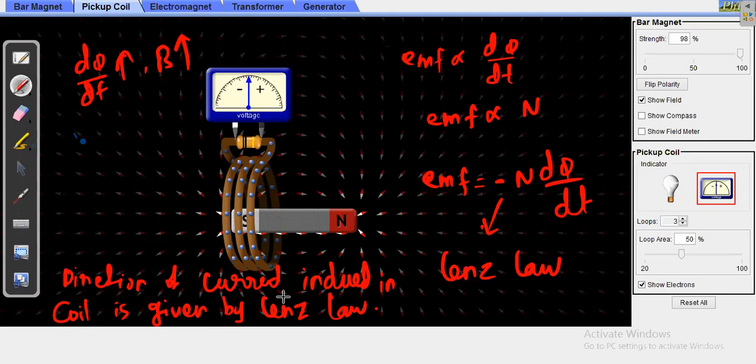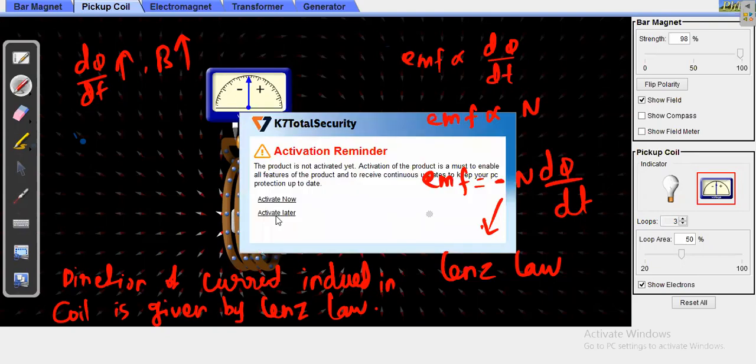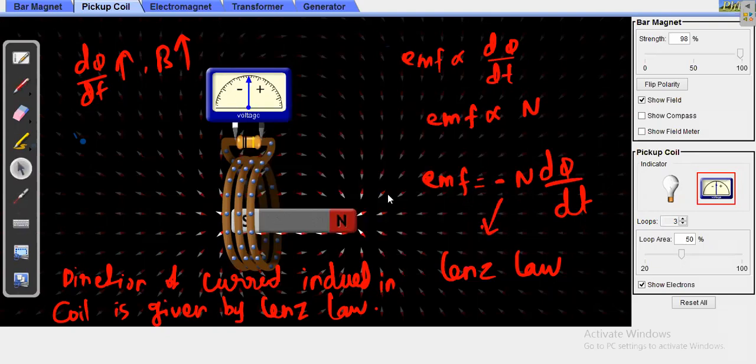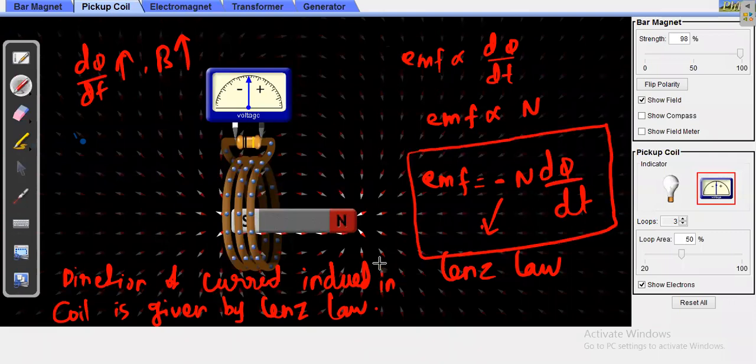That direction of current is given by whom? Lenz law. And one more minus you have to put here as per the Lenz law. So finally I can write my EMF equation like this: EMF induced in the coil is equal to minus N dφ by dt.